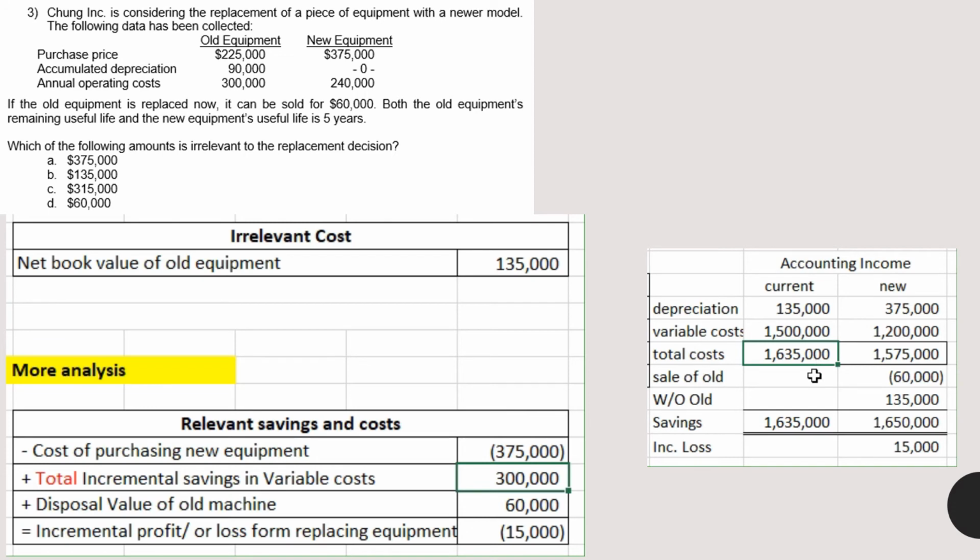However, if we sold the old machine, we would, A, get income of $60,000, but B, we would have a write-off of the old machine of $135,000. So our total cost, if we replace the equipment under the accounting lens, would be $1.65 million. Less the cost of the current machine of $1.635 million, this reconciles the fact that there would be an incremental loss of $15,000 if we were to replace the unit now.